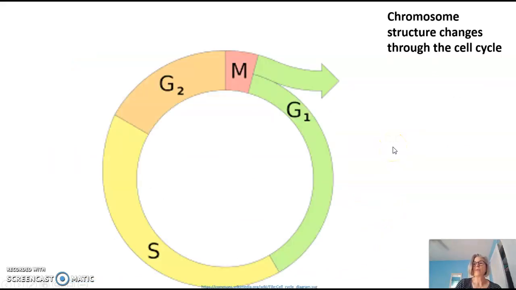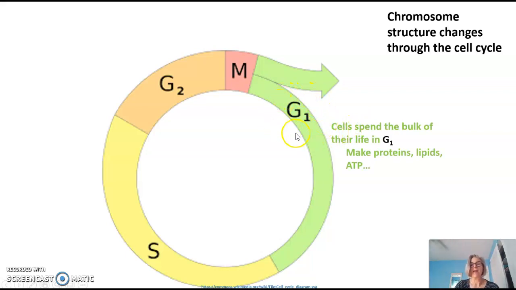So how does the chromosome structure change through the cell cycle? We're going to talk a little bit about what's happening in each phase of the cell cycle and what the chromosome looks like in each phase. So I'm going to start talking about the cell cycle in a phase called G1.